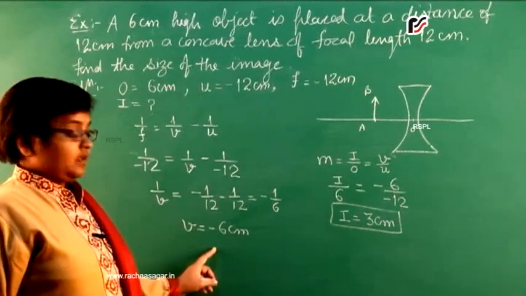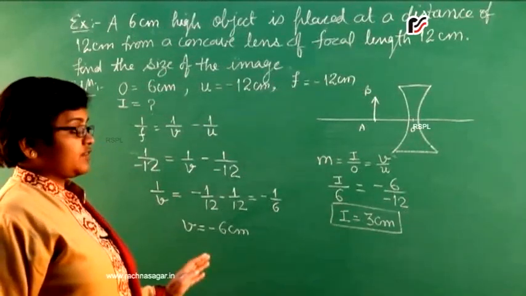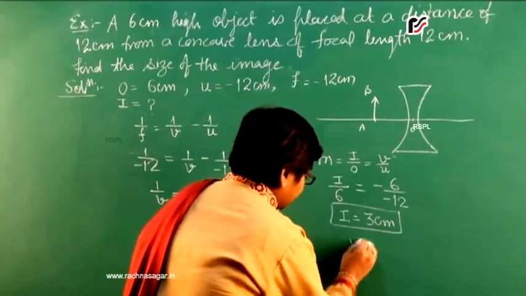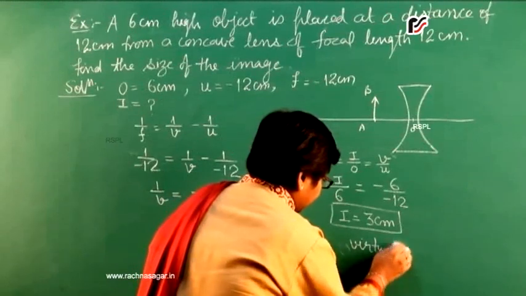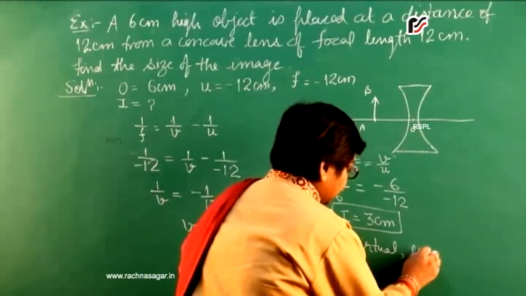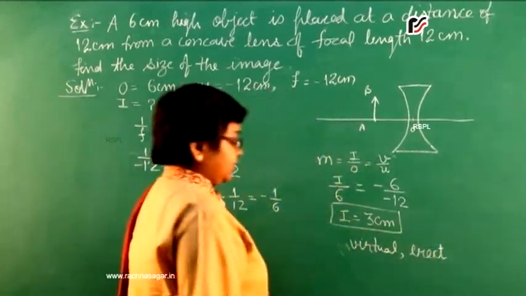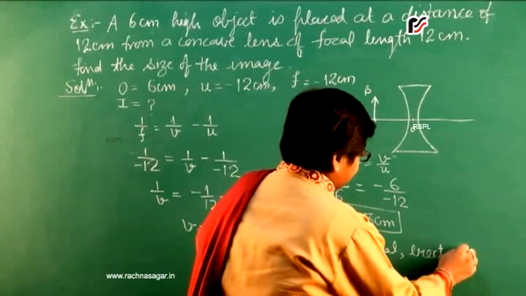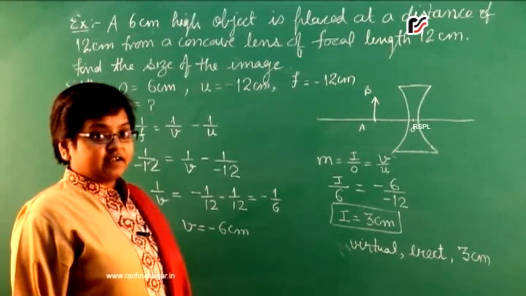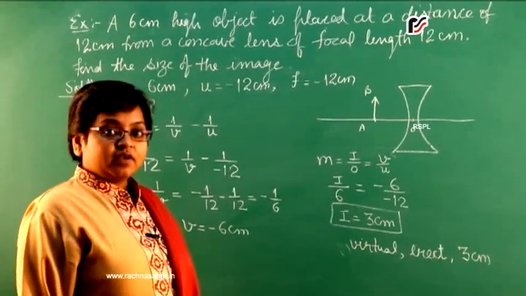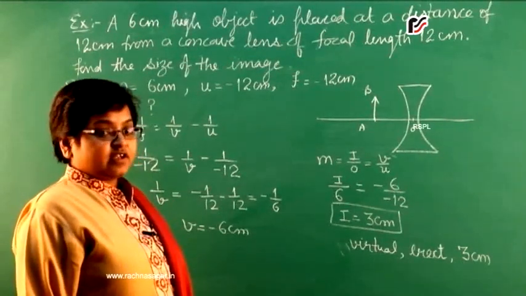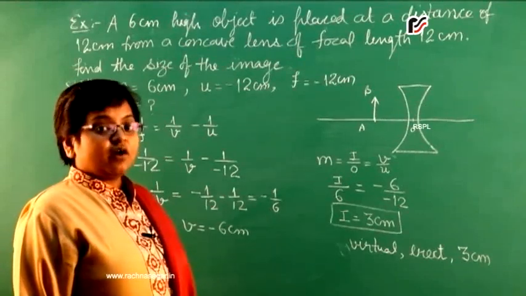As we observe that v is negative, that is on the left side, which indicates the image formed is virtual. I is positive in nature, that is the image is erect, and the size of the image is 3 centimeter. Finally, we can say that a virtual image is formed of size 3 centimeter, which is erect in nature, on the same side of the object.